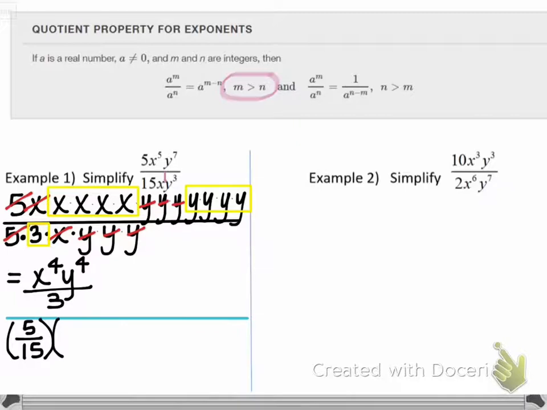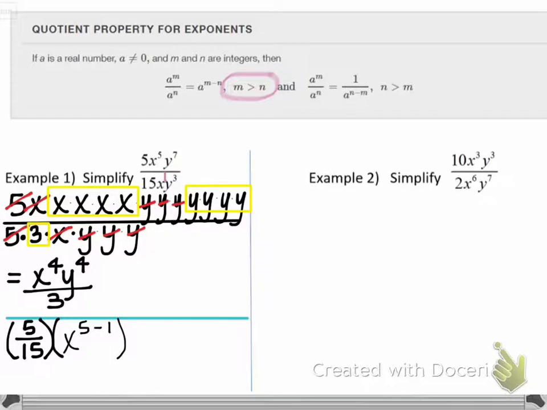So I'm using the m greater than n. So that tells me to take the numerator exponent, which is 5, and subtract the denominator exponent, which is 1. So this becomes x to the 5 minus 1 power. And then I'm going to do the same thing for the y's.